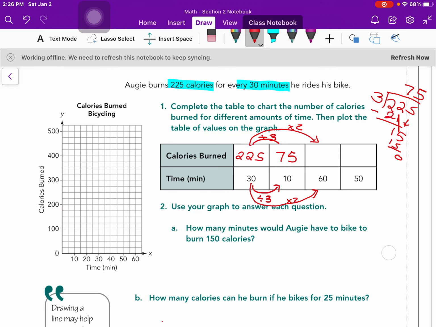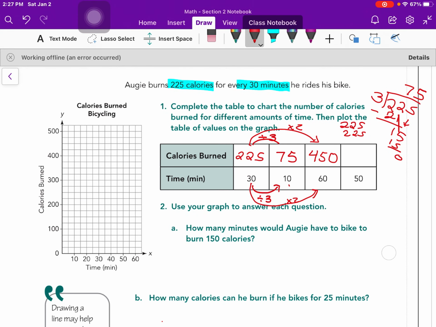Well, 225 and 225, oops, see, there's a brain fart for Mrs. Holiday. 225 and 225 gives you 450 in 60 minutes. And then I got to figure out 50 minutes. So a couple of different ways I might go about that.